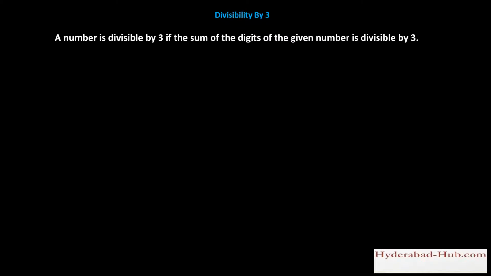Divisibility by 3. How would you know whether a number is divisible by 3? A number is divisible by 3 if the sum of the digits of the given number is divisible by 3. Look at the examples. 42 is divisible by 3. The sum of the digits is 4 plus 2, 6. Since 6 is divisible by 3, the number 42 is also divisible by 3.